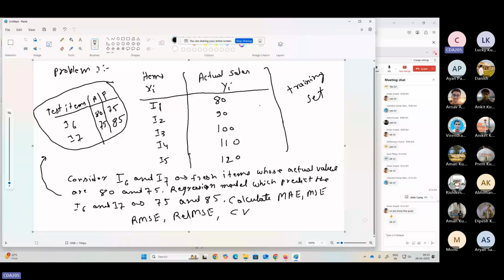Find MAE, mean absolute error, find mean square error. Then we have the root mean square error, relative mean square error, and coefficient of variation. Calculate it.